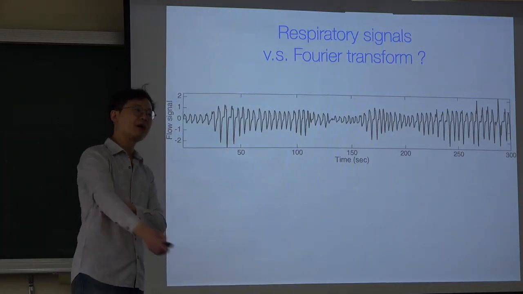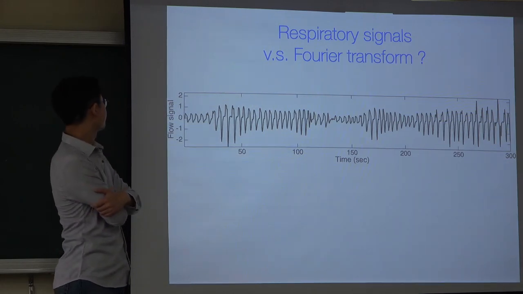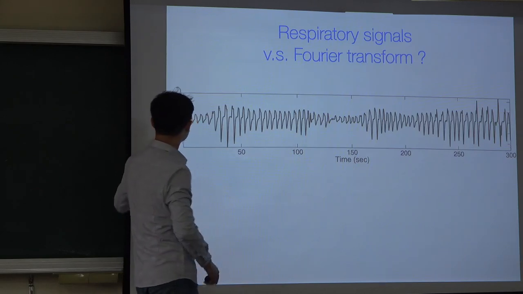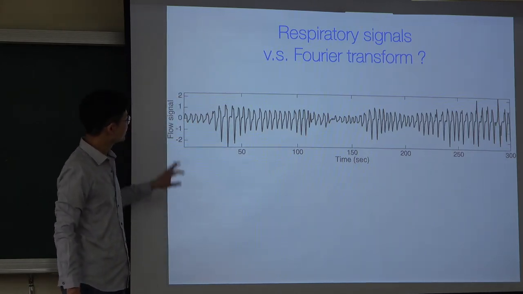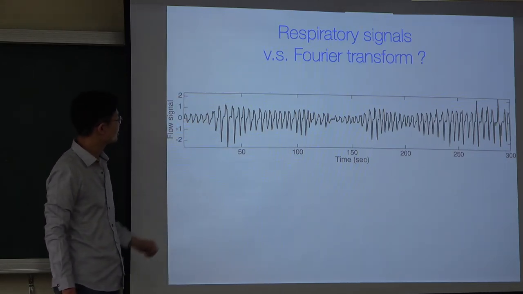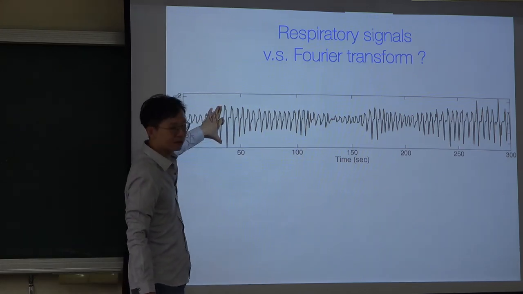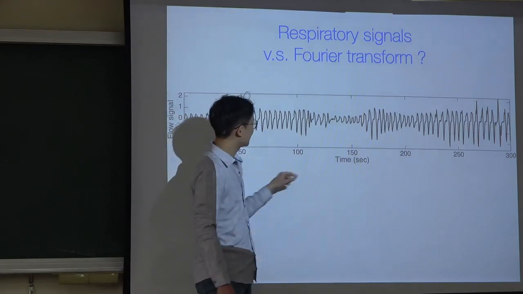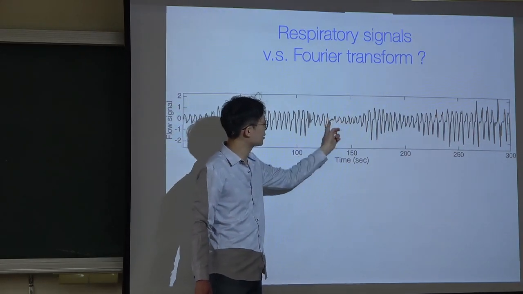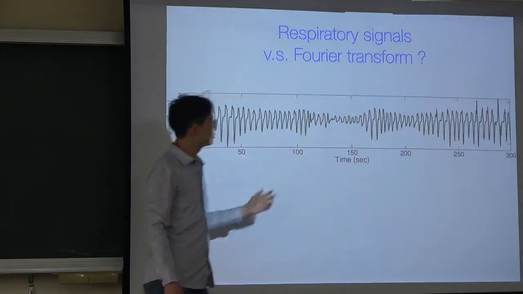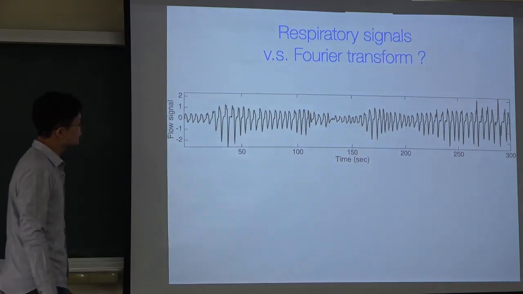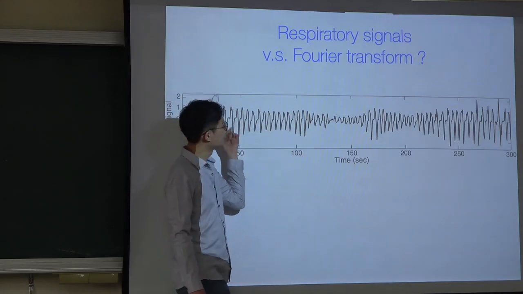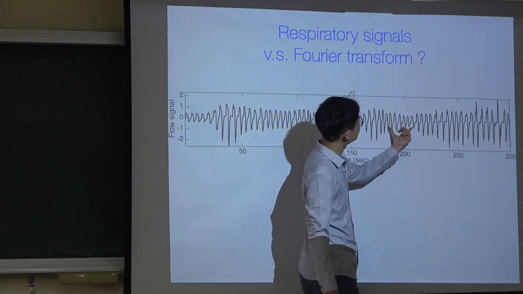And let's take a look at a real signal. This is a real respiratory signal recorded from the nozzle. This is an air flow signal. As you can see from this signal, just by eye, you can obviously see the oscillation here is larger, with larger amplitude. And the amplitude is smaller around 150 seconds. That you can see easily. And you can also see that the oscillation here is slower, but the oscillation roughly here is faster.